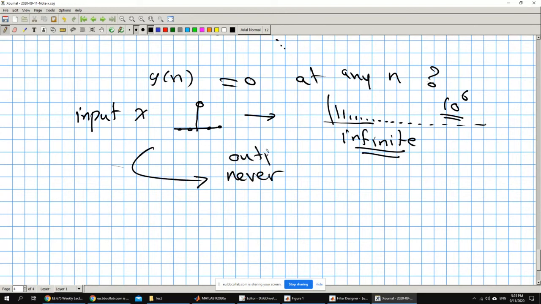The output is never 0. It's going to be very small, but not 0.